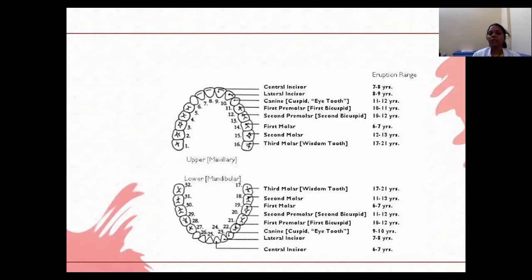So let us consider the example of the central incisor. The central incisor erupts into the oral cavity at 6 to 7 years of age, and the root completion of this tooth will be completed within 9 to 10 years of age. So this is the difference between the eruption sequence of primary and permanent dentitions.